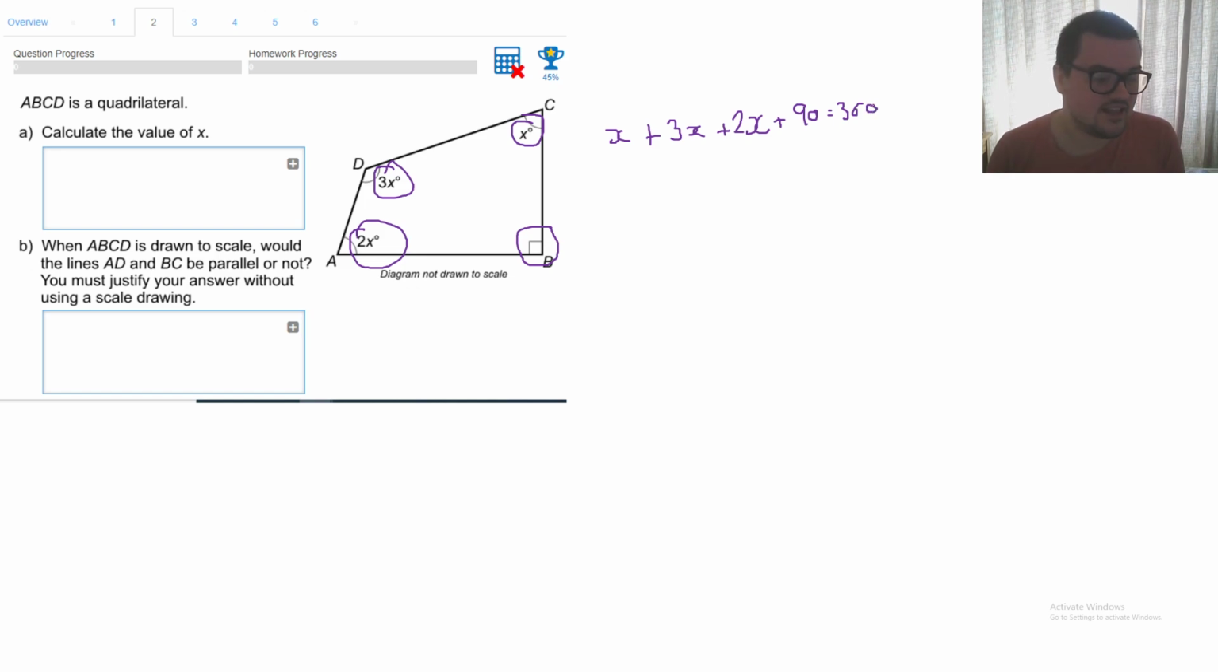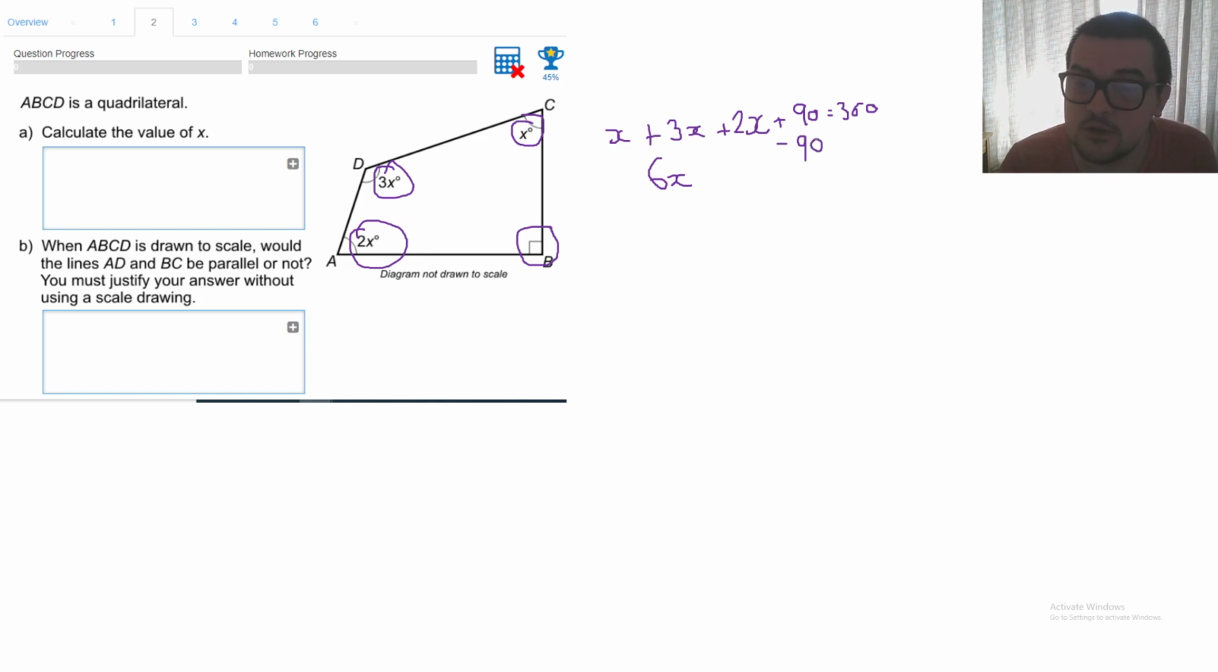If we tie this up a bit, x plus 3x plus 2x, well, we have 1 of something, we have 3 of that something, and then 2 more of that something, we have 6. So we're going to tidy this up and say 6x plus 90 is 360. We're going to take this 90 off both sides because we're looking to solve for x.